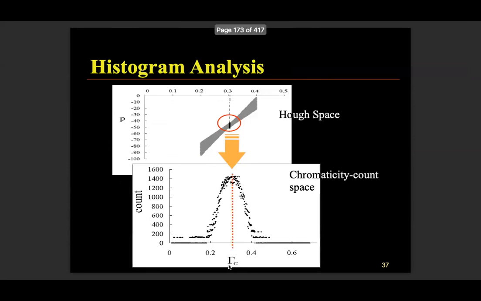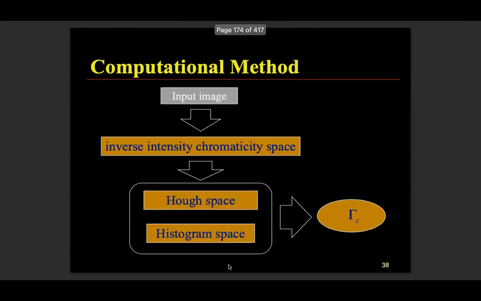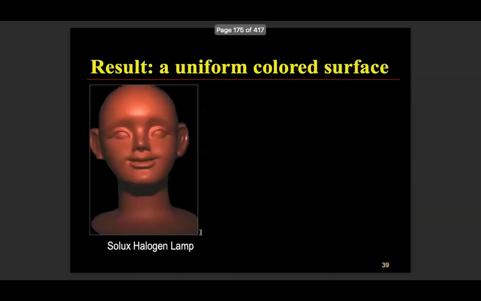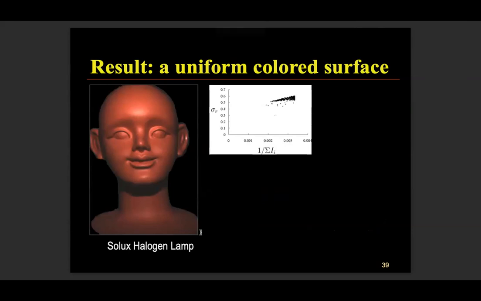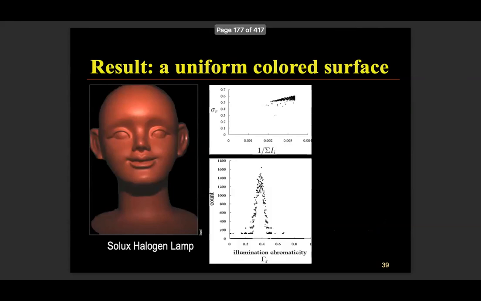And this one, again, works for... the idea is that you input an image, you transform it into inverse intensity chromaticity space, you apply the Hough transform, and then you can use a histogram of the intersection to find gamma. And this is the experimental result for a single surface. You have that kind of distribution, and then you count the intersection. It's obvious that the intersection is close to 0.4, right?